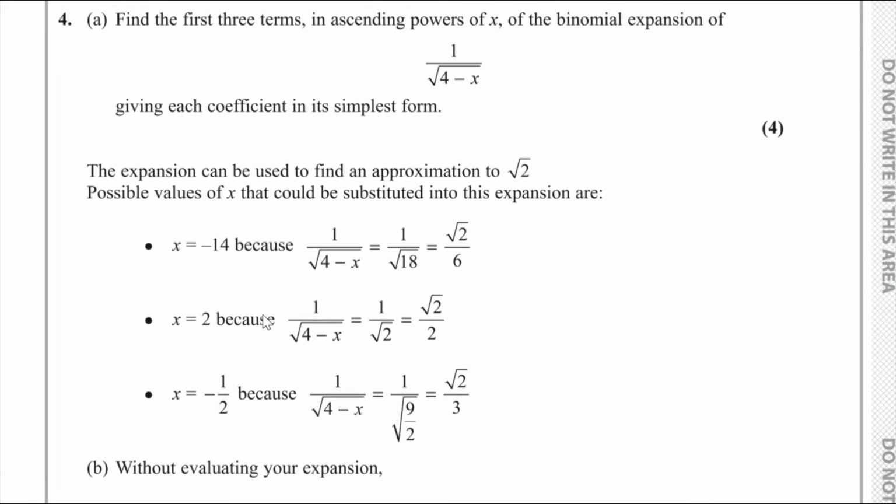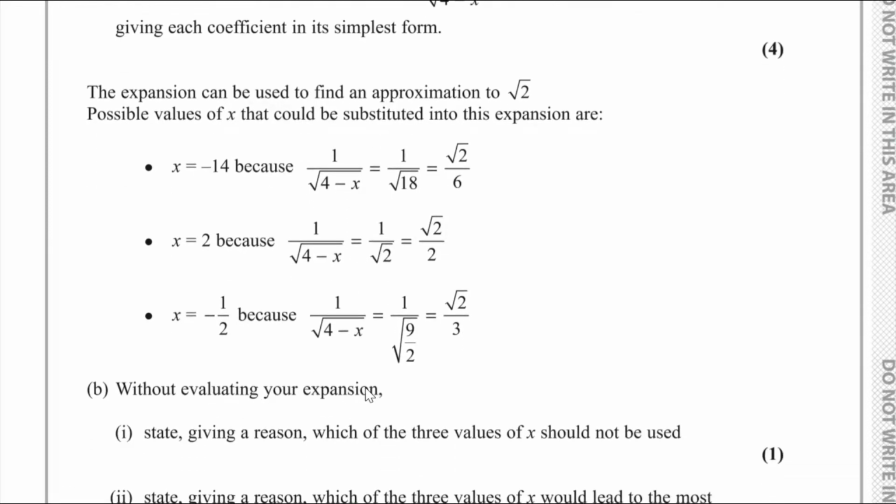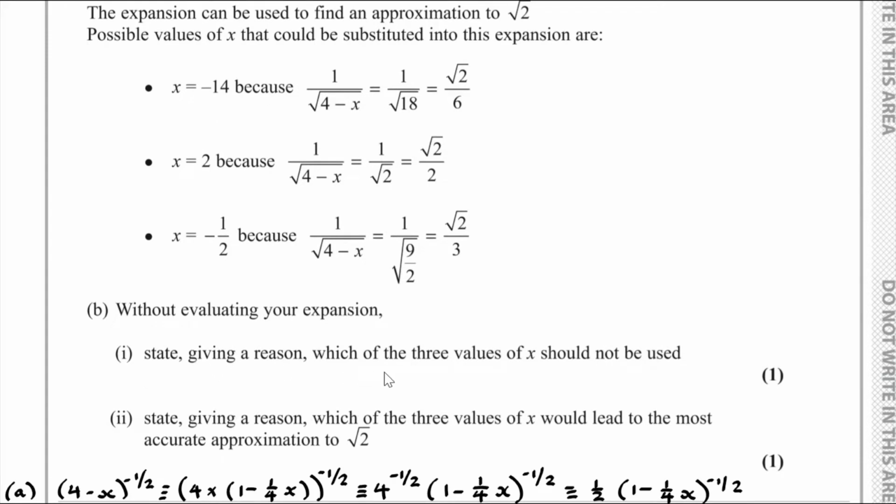Now for part B, the expansion can be used to find an approximation to root 2. Possible values of x that could be substituted into this expansion are x equals minus 14, because once you substitute into the expansion you get root 2 over 6. x equals 2, because once you substitute this into the expansion you get root 2 over 2. And you can also substitute in x equals minus 1/2, because once you substitute into the expansion you end up with root 2 over 3. Without evaluating your expansion, state, giving a reason, which of the 3 values of x should not be used.